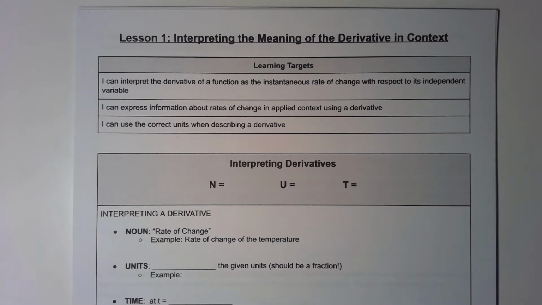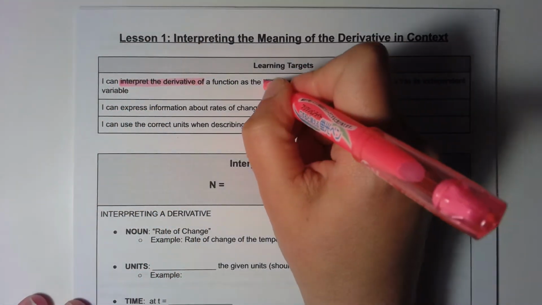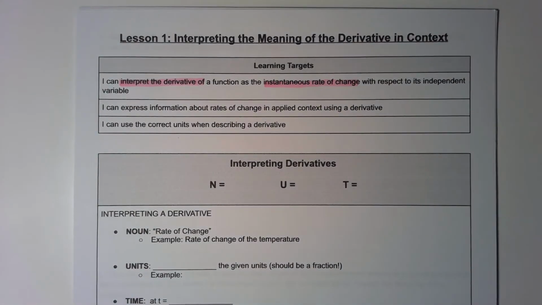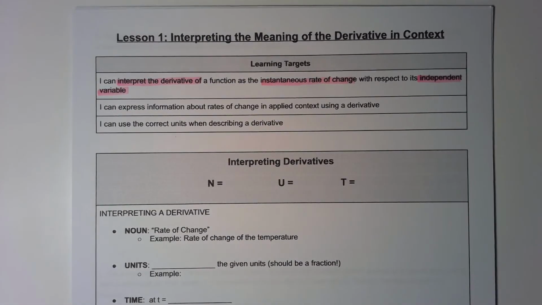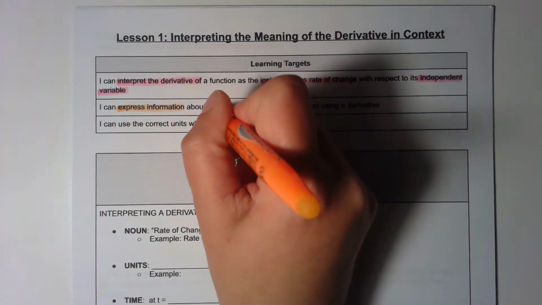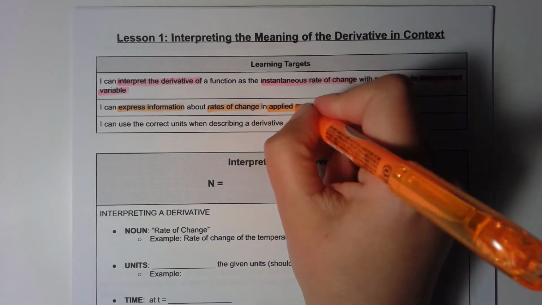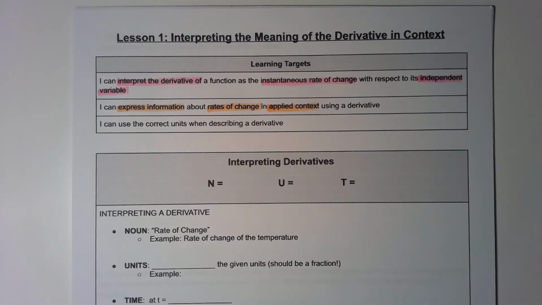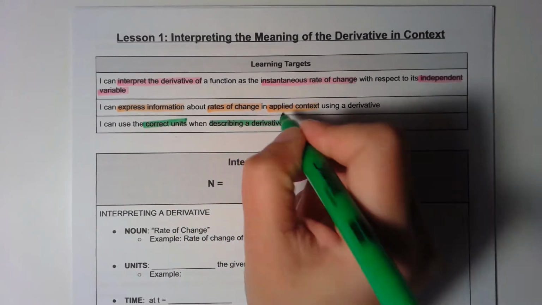The first learning target is I can interpret the derivative of a function as the instantaneous rate of change with respect to its independent variable. So, with respect to whatever the variable is in the function. The second learning target for today is I can express information about rates of change. So, that's going to be about derivatives in an applied context, so within a story using a derivative. And the last learning target for today is I can use correct units when describing a derivative.